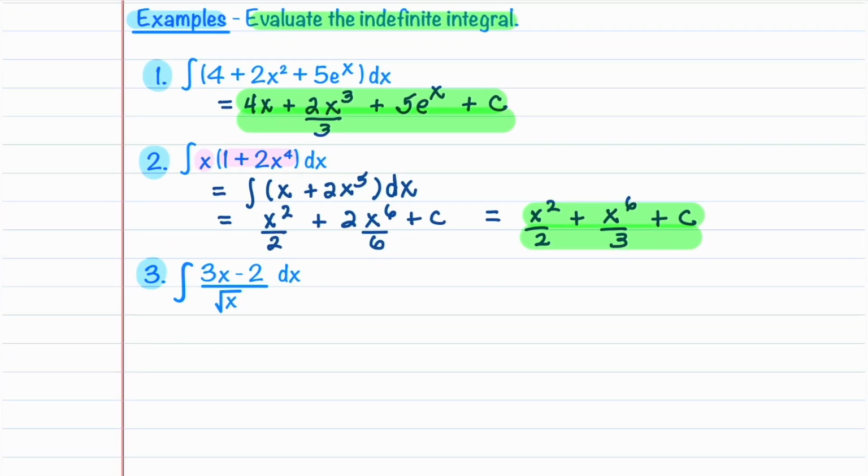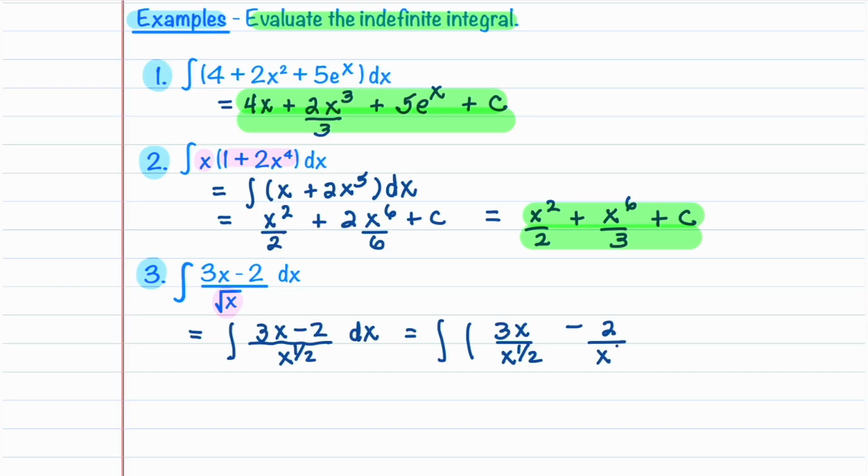Now let's look at our third example. For this one, we are integrating 3x minus 2, all divided by the square root of x. Notice that we have one term in the denominator, and that means that we can divide each term in the numerator by this term. I'm going to start by rewriting the square root of x as x to the 1/2. That'll just make things easier. Now we can go ahead and divide each term in the numerator by x to the 1/2. So this gives us 3x over x to the 1/2 minus 2 over x to the 1/2.